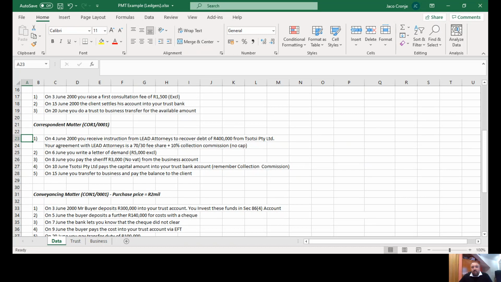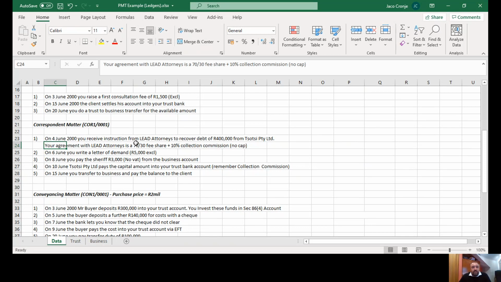It simply gives me information about the case, but there's nothing to account for there. I haven't yet recovered that debt, so there's no transaction there. Then it says your agreement with lead attorneys is a 70-30 fee share plus a 10% collection commission, and I said no cap, just for purposes. In real life, I think there's a 1,000 Rand cap on that. So for purposes of our assignment, there will be no cap on the 10% collection commission.